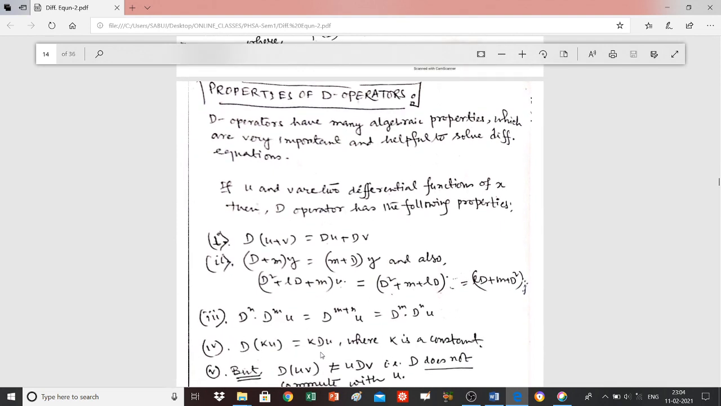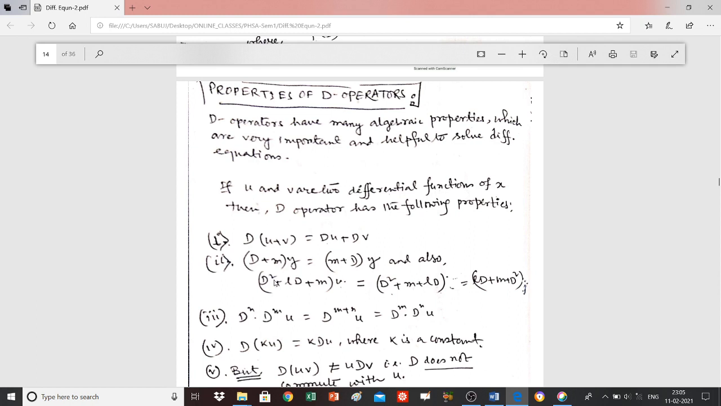D operators have several algebraic properties which are very useful in solving differential equations. Here some properties are summarized. D of u plus v, where u and v are two functions or two variables, can be written as Du plus Dv, and D plus m over y, where m is a constant, can be written as m plus D into y.